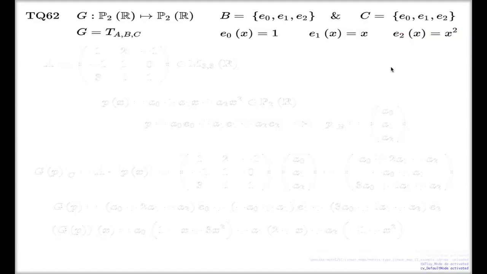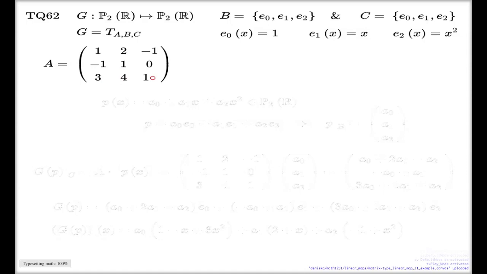The B basis is the basis consisting of these three polynomials, E0, E1, E2. The C basis is the basis consisting of the same three polynomials, E0, E1, E2. E0 is the constant 1 polynomial, E1 is the x polynomial, E2 is the x squared polynomial. And the A matrix from the question is this matrix: 1, 2, negative 1, negative 1, 1, 0, 3, 4, 1. That's a 3 by 3 matrix with real numbers. Here's the setting.